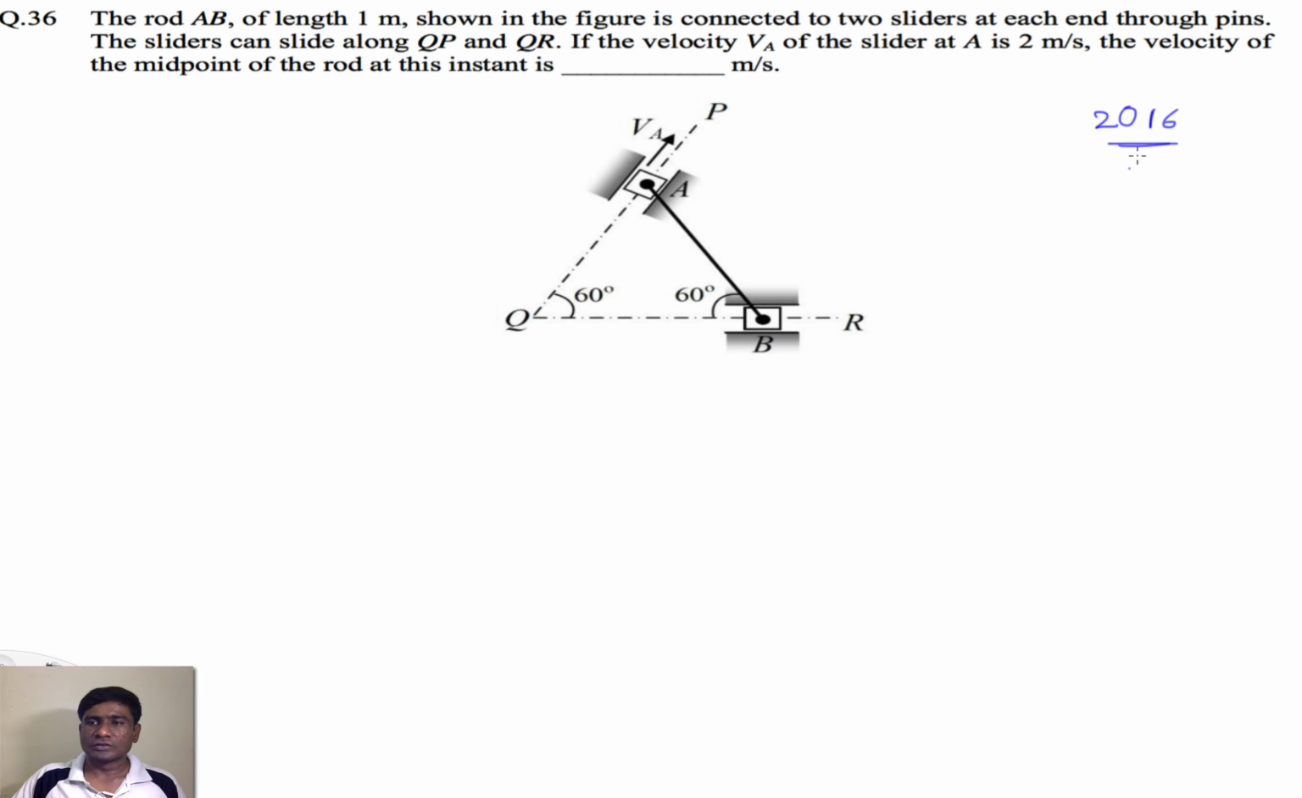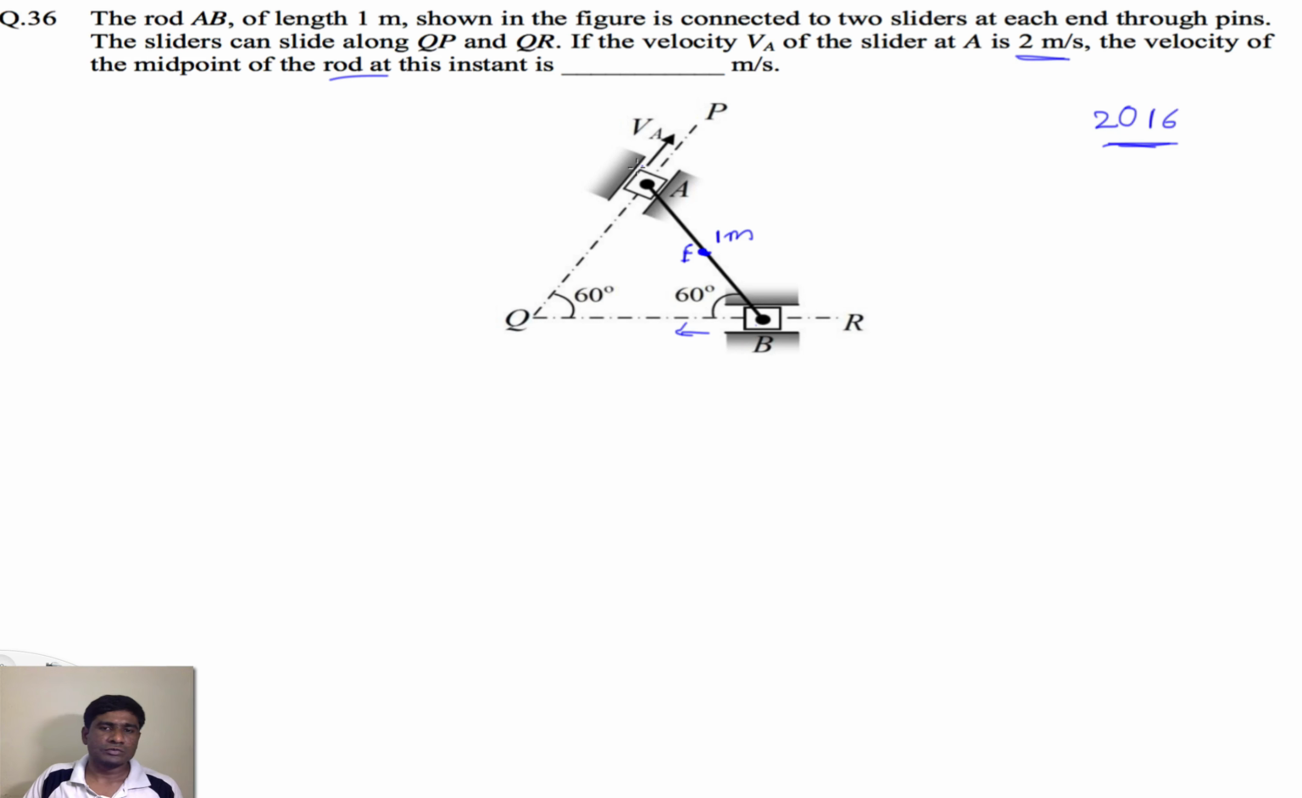This is our next question, asked in 2016. Here the length of AB is given, that is 1 meter, and this slider A is moving in the upward direction, so slider B is moving in this direction. At this instant, the velocity of A is given, VA equal to 2 meter per second, and we need the velocity of the midpoint of the rod. Let's consider this midpoint as E. Then we need to find the velocity of E at this instant.